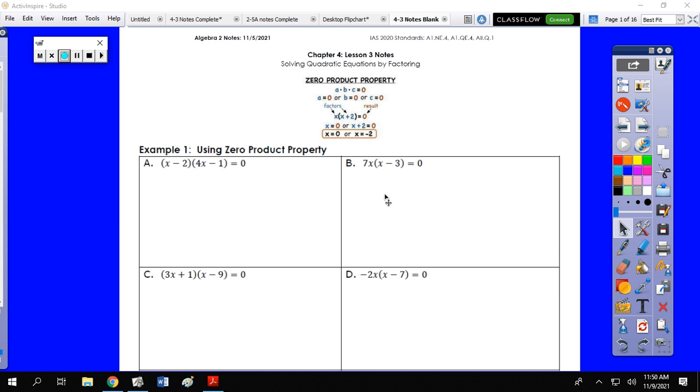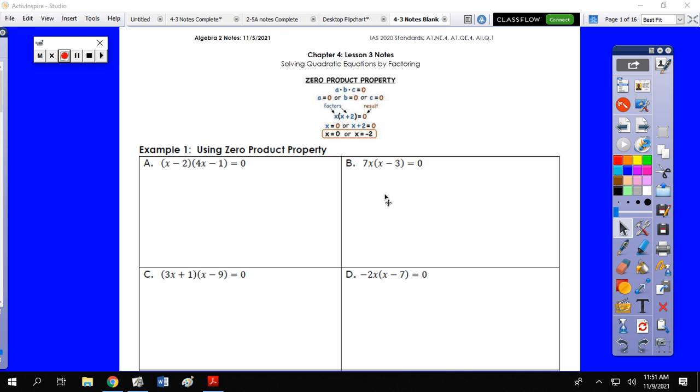Welcome to the video notes for Chapter 4, Lesson 3, which is solving quadratic equations by factoring. This is a relatively long lesson. This video series will consist of 5 different videos. I will cover each individual topic within the notes as its own separate video. So we're starting off here with the zero product property.